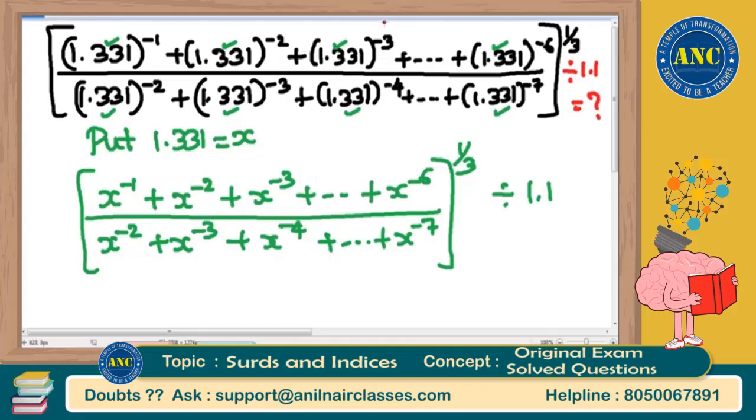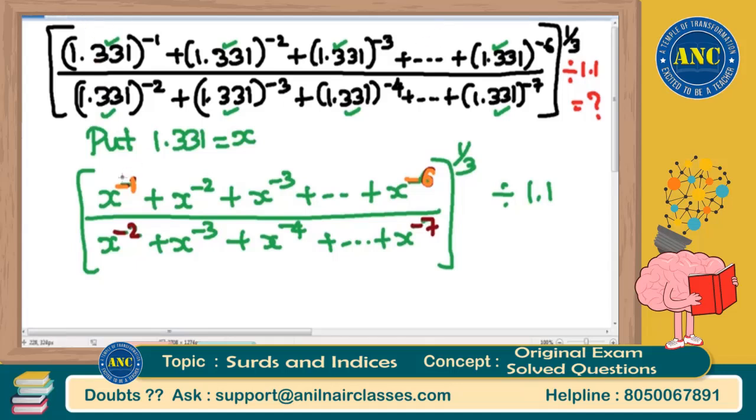Now think logically, sir. Can I say that my denominator is starting with x power minus 2 and it is ending with x power minus 7, whereas my numerator is starting with x power minus 1 and ending with x power minus 6? Can I definitely say that if I make my numerator also start with x power minus 2 and end with x power minus 7, then I can cancel that numerator term with the denominator term? Can I now do like this?